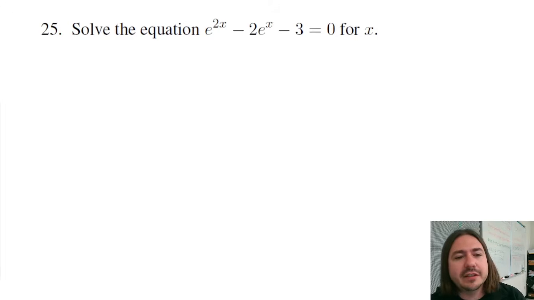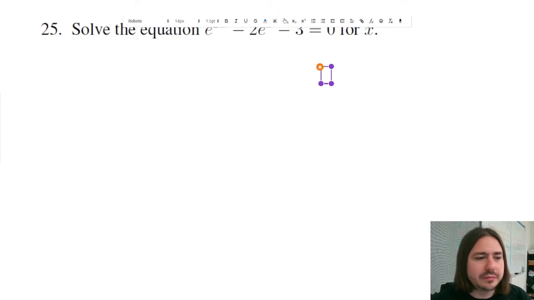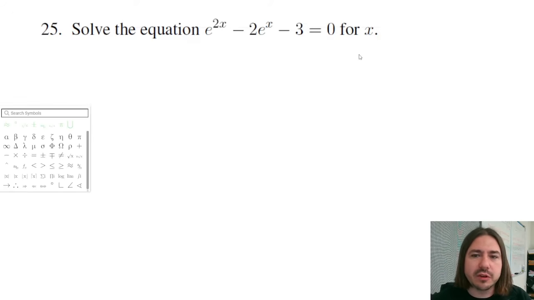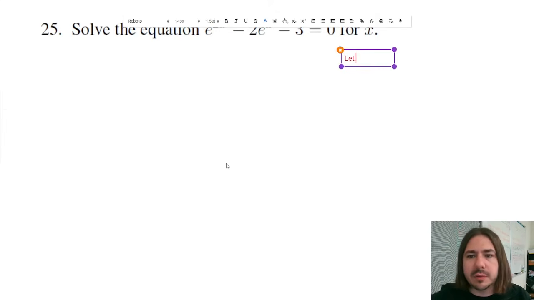Number 25 says solve the equation e to the 2x minus 2e to the x minus 3 equals 0 for x. To solve this one, we do want to factor this kind of like it's a quadratic. And to make this a little easier to digest, I'm going to make what's called a u substitution here. This is a common technique when you get to calculus. So I'm going to let u be e to the x.